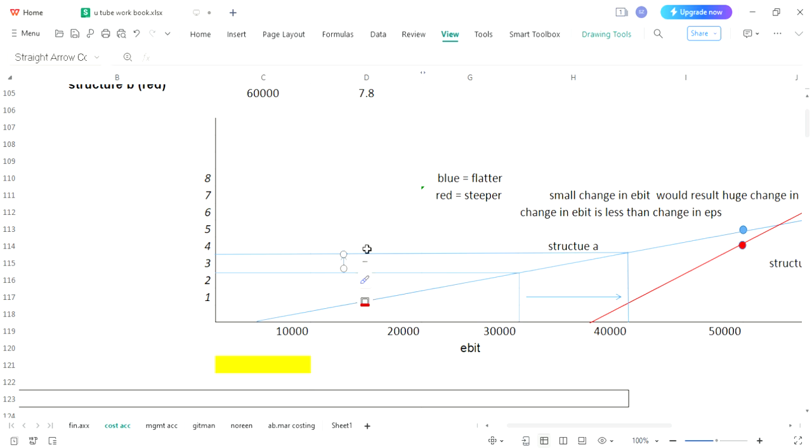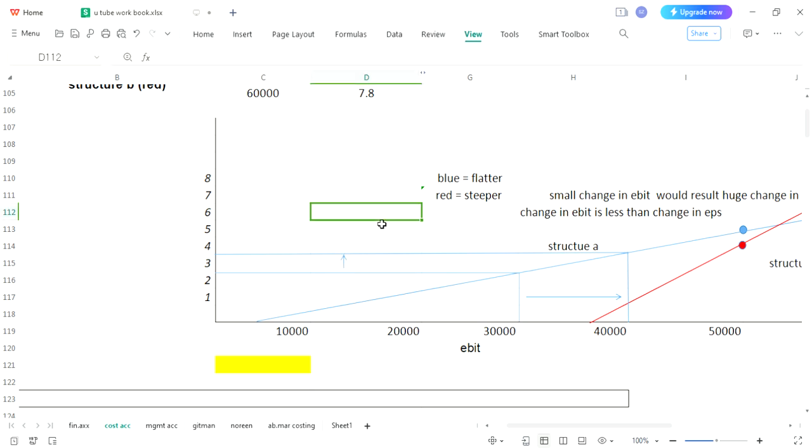put it like this. Okay, now understand that a huge change you have made in EBIT. Due to this huge change, a very small change came in your EPS. That is what I was willing to let you know. In structure A, a huge change in EBIT is needed to get a very small change in EPS. That is why it is not favorable in a way.